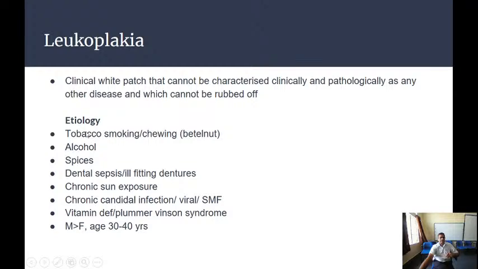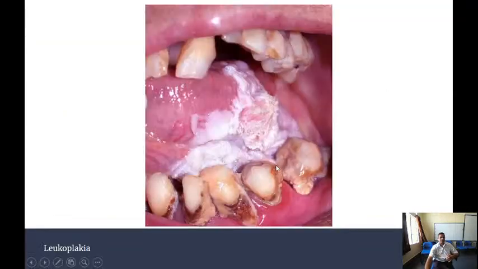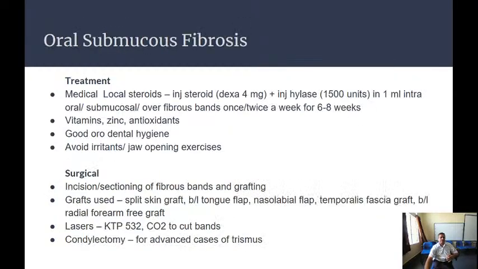So the best thing is to stop tobacco chewing or the betel nut, the alcohol and spices are reduced or stopped, and the vitamin supplements. That is as far as the treatment of submucous fibrosis.